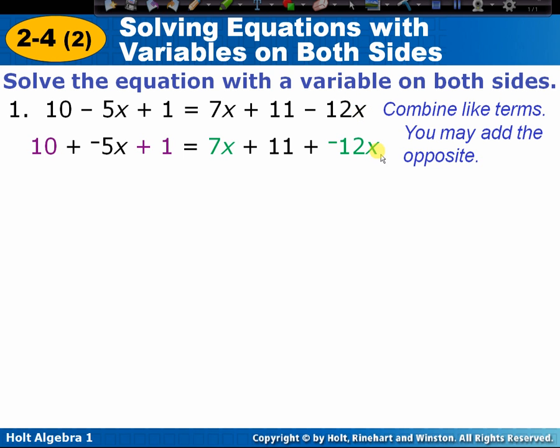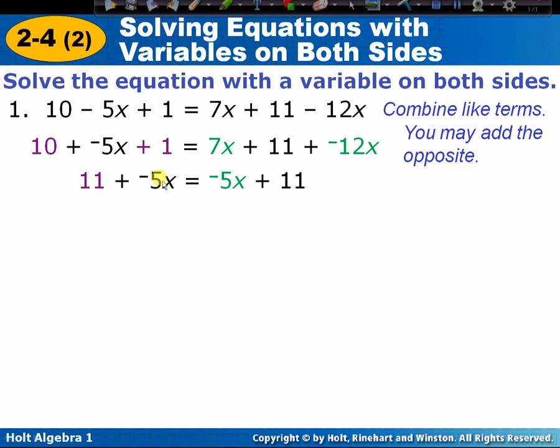Also, from the first step to the second one, I went ahead and added the opposite. Where we had minus 5x, I put plus negative 5x, and where we had minus 12x, I put plus negative 12x. So again, when we combine those, I have 10 plus 1 gives me 11, and 7x minus 12x gives me negative 5x. Our next step for solving an equation is to look to see if we have variables on both sides, and we do.